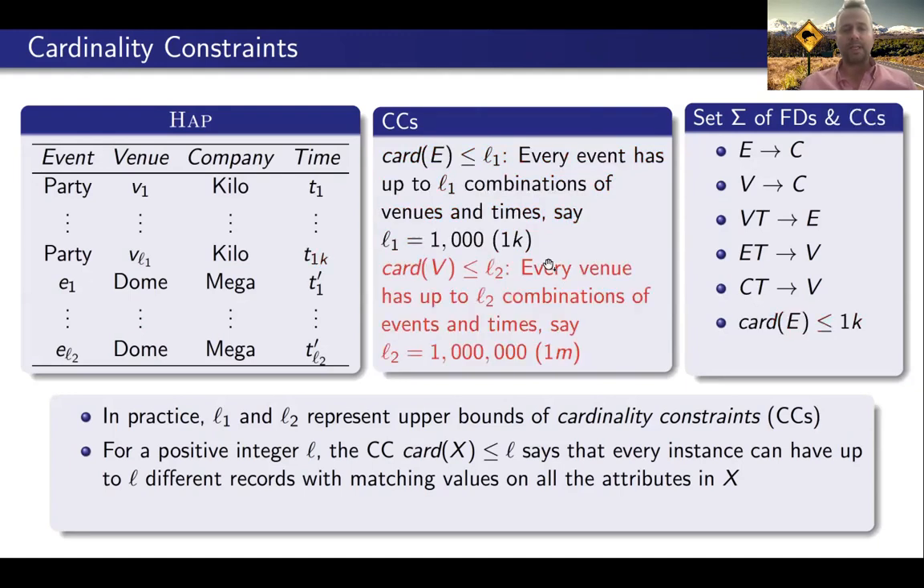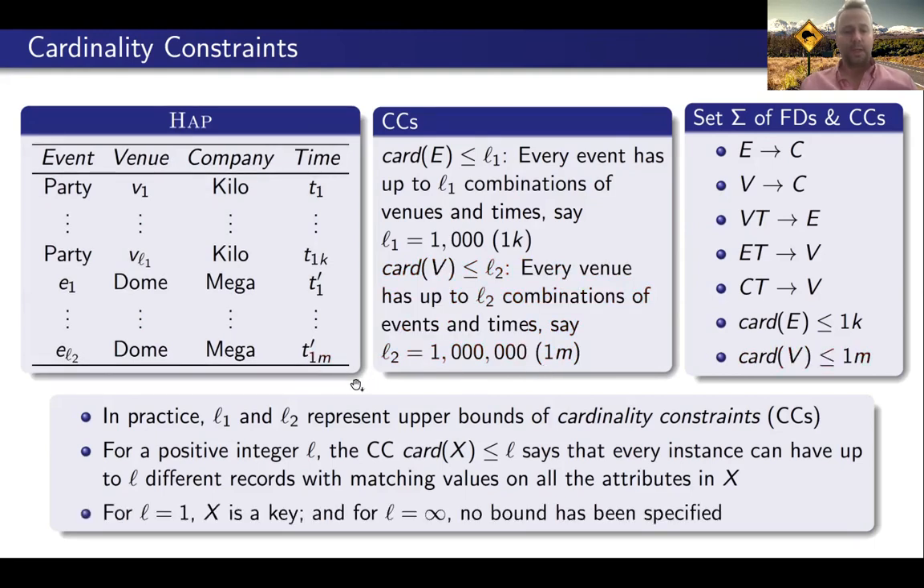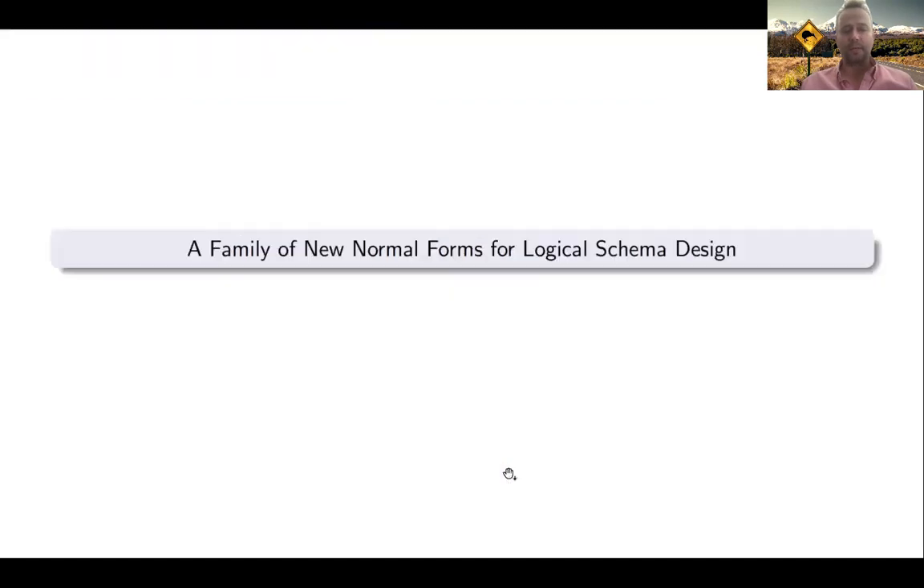So that would be a cardinality constraint. Similarly, venues may have up to L2 combinations of events and times, let's say up to 1 million, as another cardinality constraint in here. If L equals 1, then X actually becomes a key. So cardinality constraints, of course, generalize keys. And if L equals infinity, then we don't really specify any bound for that attribute set.